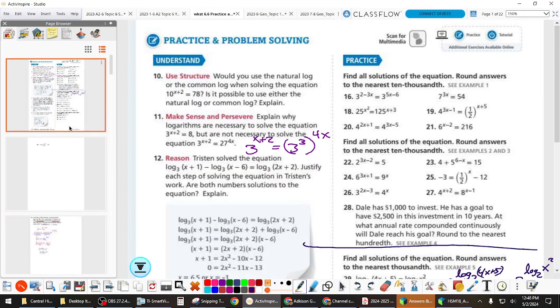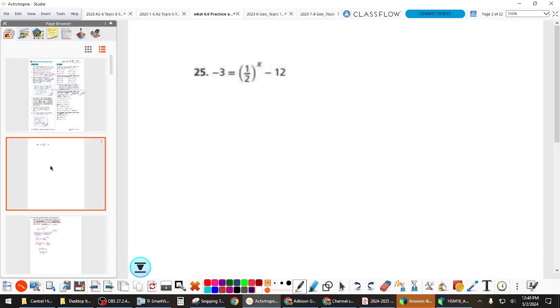Directions here. Find all solutions, round to the nearest 10,000. Okay. Well, our goal is to get this x out of the exponent. So what's the first step? Add 12. What is going on here? How do we get rid of the half so we can get x down out of the exponent?